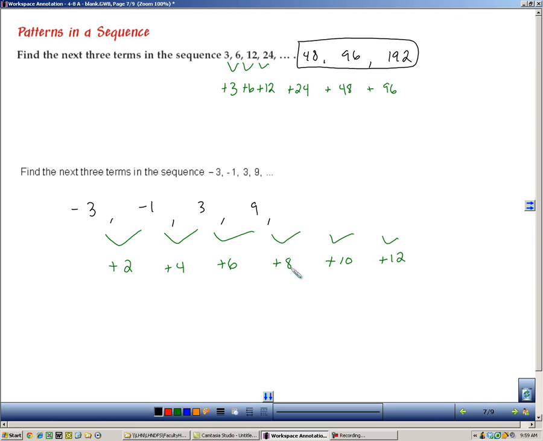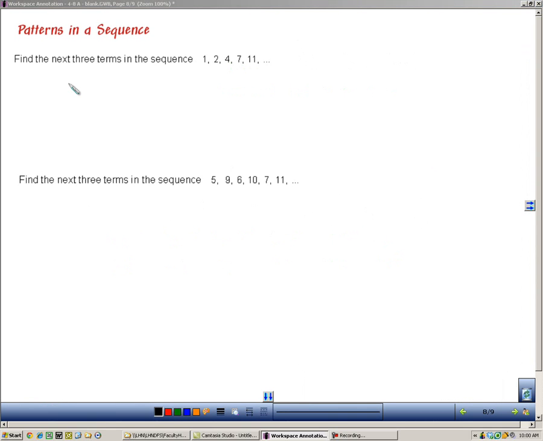So what's that do for me? 9 plus 8 is a 17. 17 plus 10 is a 27. And 27 plus 12 is a 39. So the next three terms in this sequence are 17, 27, and 39. Here are some more sequences. Try them on your own and then come back for the answers.